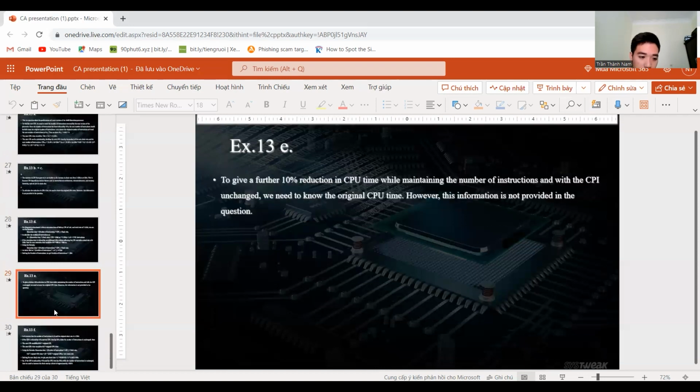In the E part, to give a further 10% reduction in CPU time while maintaining the number of instructions, and with the CPI unchanged, we need to know the original CPU time. However, this information is not provided in the question.